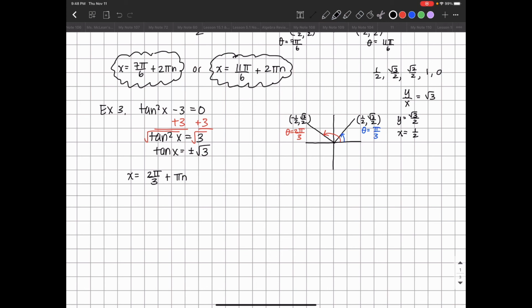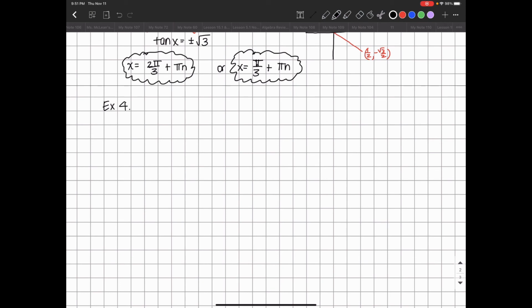So for that 2 pi over 3, I would also be including pi away here at 1/2 comma negative square root of 3 over 2. And then adding pi again, I would get back to here, and then adding pi again, I would get back to there, and I would keep going. So instead of adding 2 pi n, when I have positive and negative answers, I am adding pi n to each of my answers. So this is my first answer. And the second answer is pi over 3 plus pi n instead of 2 pi n.